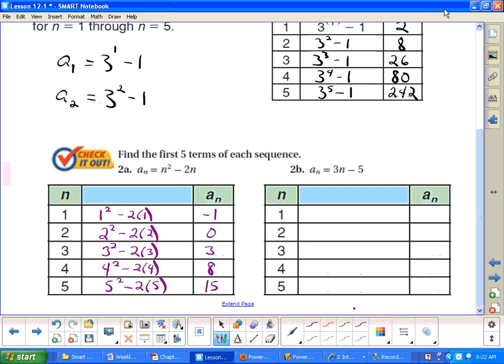Okay, so once again, when we're talking about recursive, that means we're doing now-next. We're using the previous answer we had to get the next answer we want. And if it's explicit, then that means we're just going to plug the term number in for n.